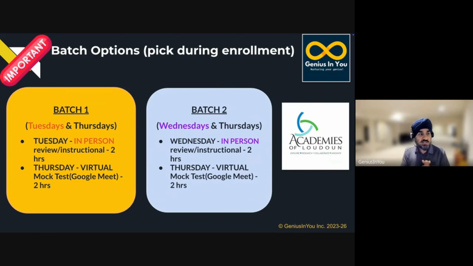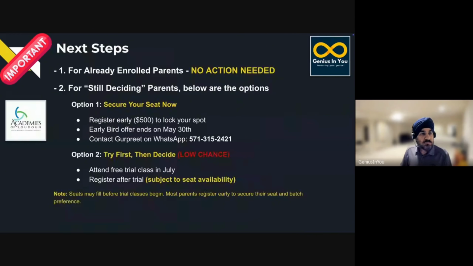So there are 2 batches, as I mentioned. The combinations are Tuesdays and Thursdays, and the second combination is Wednesdays and Thursdays. Tuesday and Wednesday are the in-person classes for batch 1 and batch 2. Thursday for both the batches is the virtual class, the virtual test class. And once you enroll, I would like to know which batch you would like to enroll for. And this is the last slide, and then we can open up for questions if you have.